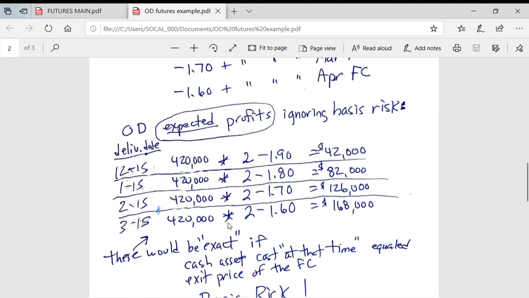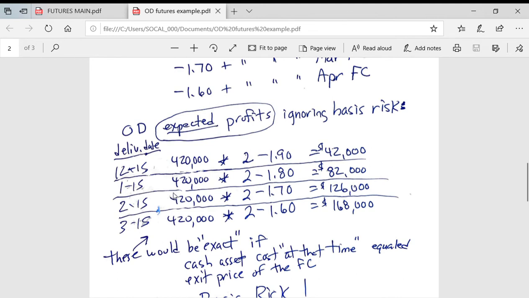So the oil distributor has expected profits, ignoring basis risk, that look like this. On December 15th, 420,000 gallons times the selling price of $2 minus his locked-in buy price of $1.90, 10 cents a gallon on 420,000 gallons. His expected profit for the 12/15 delivery is $42,000. Again, it's obviously a contribution to fixed costs and profit, not really profit. We're just using a layman's interpretation of the word profit here for convenience.